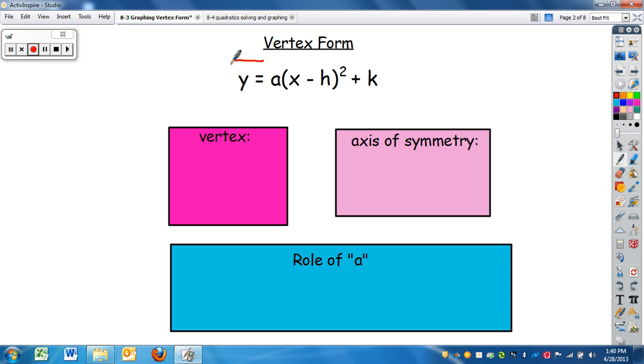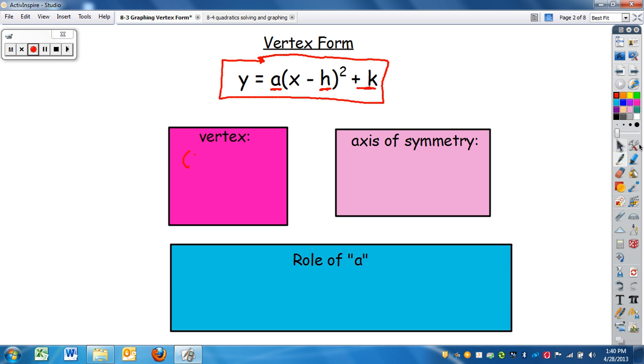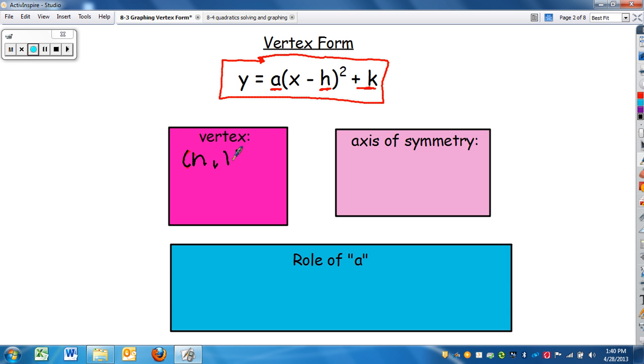Alright, so this is vertex form, and we did a little activity with Sketchpad to understand a little bit more about vertex form and what each one of these variables, a, h, and k, do. You found from the activity that the vertex is always h and k. And remember, h is a little tricky. It is the opposite. K is not, just the h.